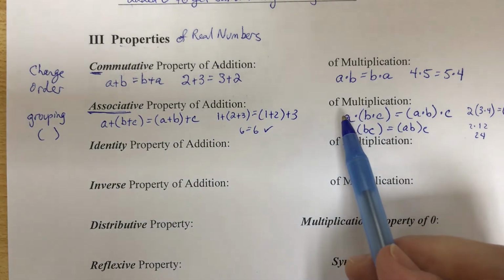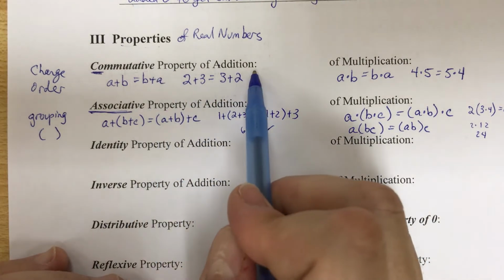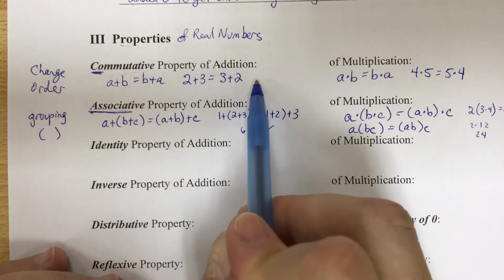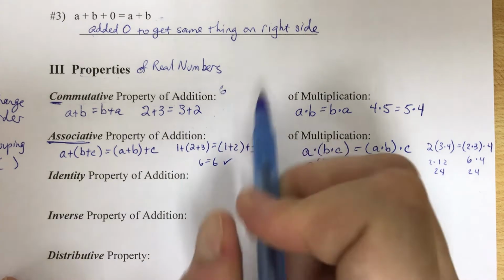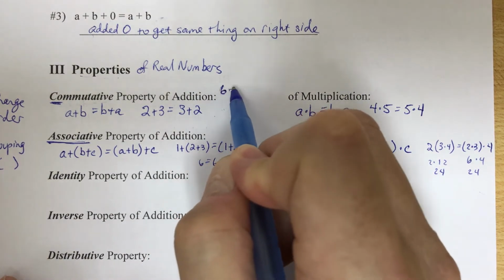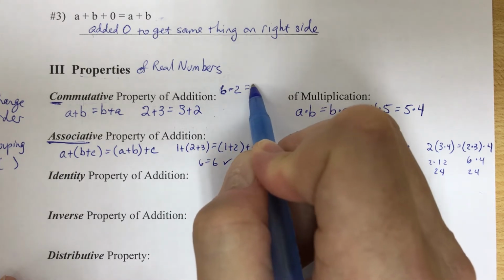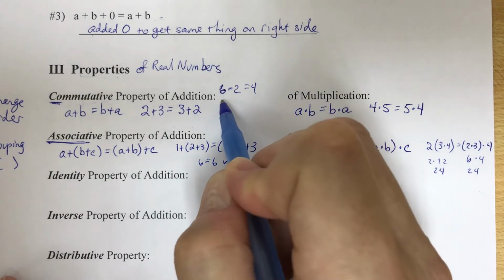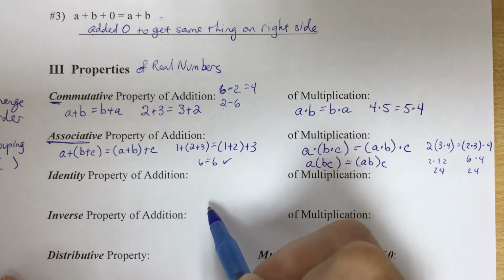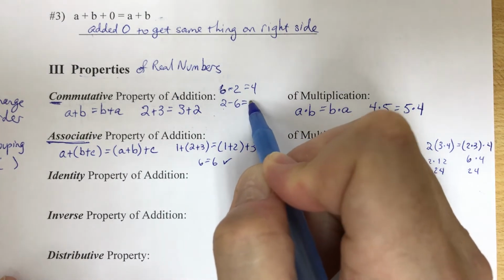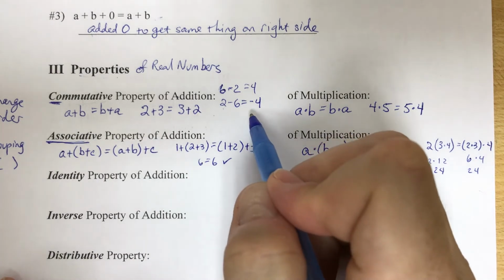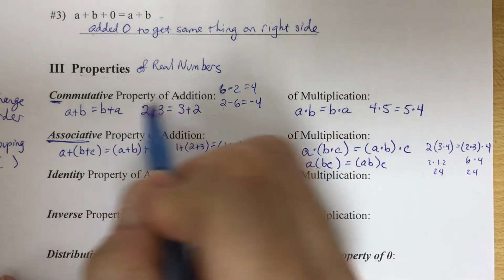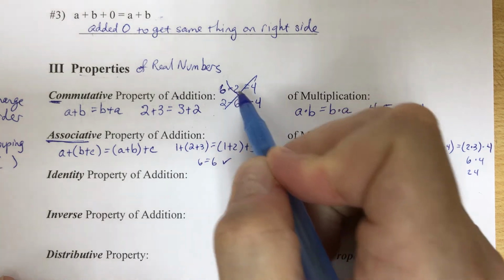Now, one thing, you'll notice that we don't have a commutative property of subtraction. And the reason is if I do, let's say if I do 6 minus 2, I get 4. What if I change the order 2 minus 6? Is that the same thing? And the answer is no, because that's negative 4. That's a different number. So there is no commutative property of subtraction.